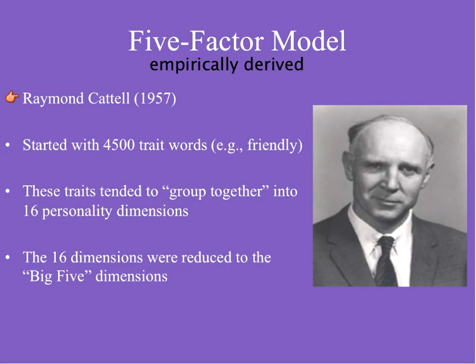When Cattell puts together this model, he doesn't have some grand plan of, here's what I think are the 5 dimensions of personality. What he does is he boils down 4,500 trait words that he culled from an unabridged dictionary, words that could describe a person in terms of their personality: friendly, shy, guarded, paranoid, etc., right? These traits tended to group together into 16 different personality dimensions, and if you keep stirring the soup there, ultimately what you get is 5 factors here, the big 5 dimensions of personality.